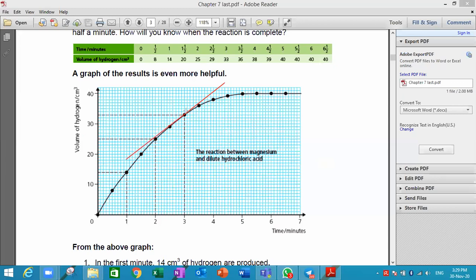You are going to draw a tangent to this point that he is asking you to calculate the rate at. And then you are going to calculate the slope of this line. You are going to choose any 2 points, and of course, the more distance they are from each other, the better. And you calculate y2 minus y1 over x2 minus x1. You understand?